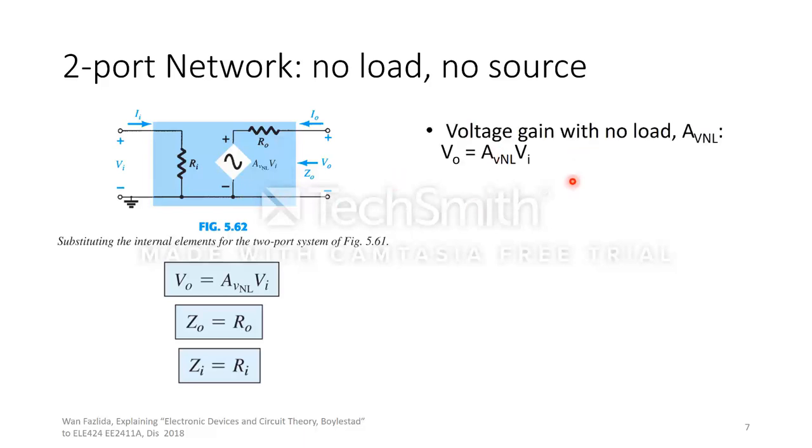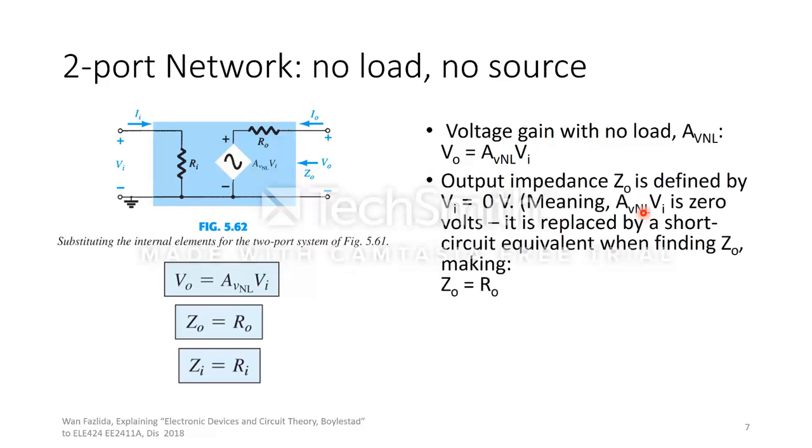So the voltage gain with no load, AVNL, has the expression Vout equals AVNL times Vin, as stated here. The output impedance Zout is defined with Vin equal to 0 volts. So when you want to find Zout, the output impedance, you set Vin equal to 0. This is also by definition of the two-port network. Since Vin is set to 0, AVNL times Vin is also 0, and the dependent source can be replaced by a short circuit equivalent when finding the output impedance, making Zout equal to Rout.